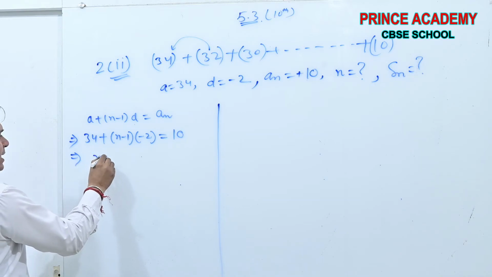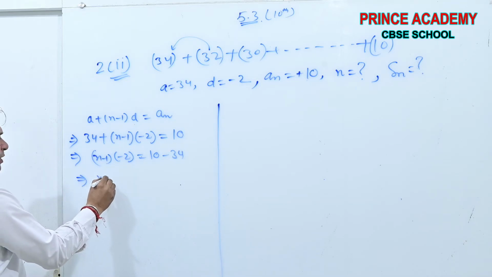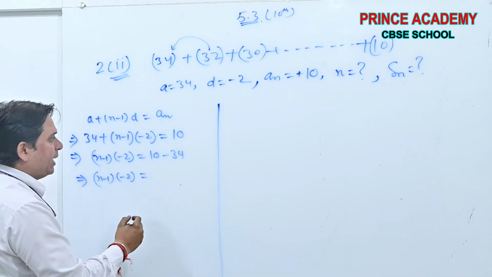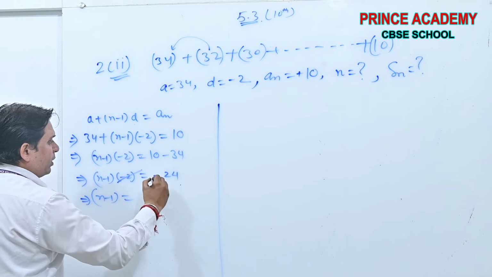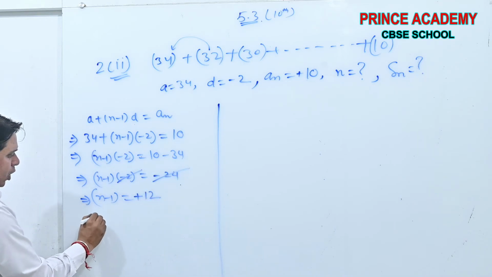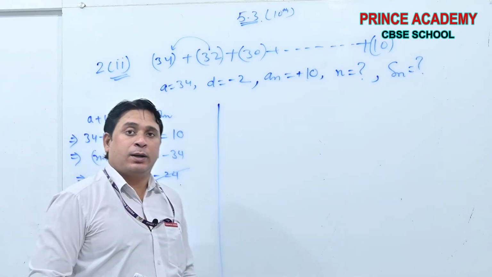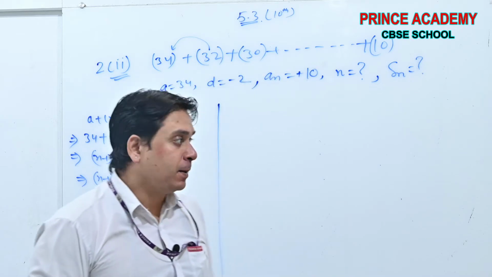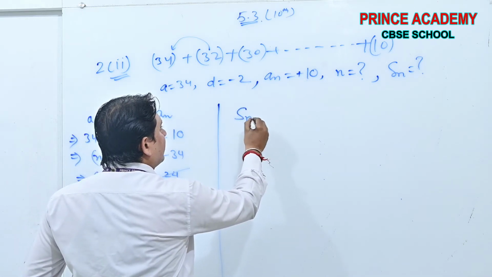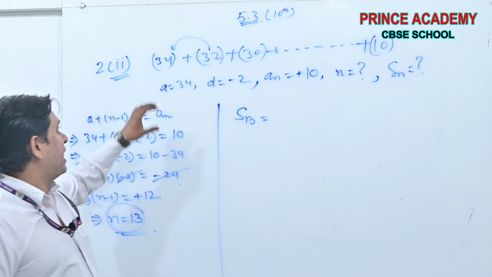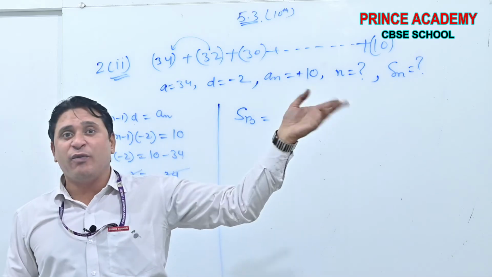See, beta, n minus 1 into minus 2 equals 10 minus 34. We have dealt with such kinds of questions in the last lecture many times. Minus 24. N minus 1 is equal to, see beta, minus 2 will cancel, plus 12. From here N is 12 plus 1, 13. Yes or no? Done? N is equal to 13. Now we will find S13. Okay, beta, you got my point. Whenever the series is given and the last term is mentioned, but up to which term is not mentioned here.